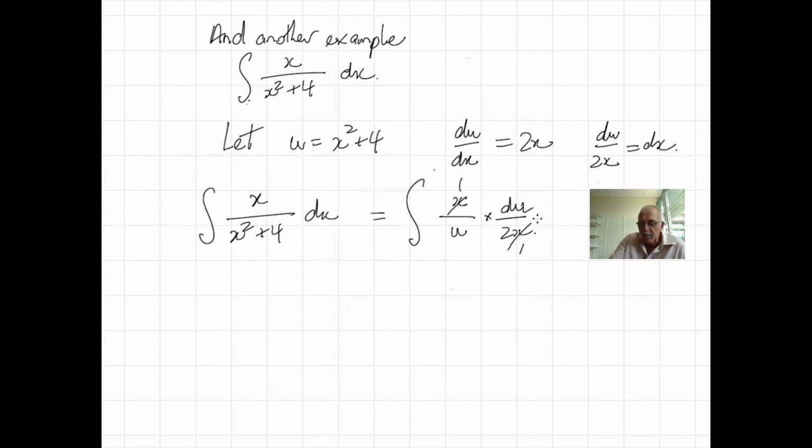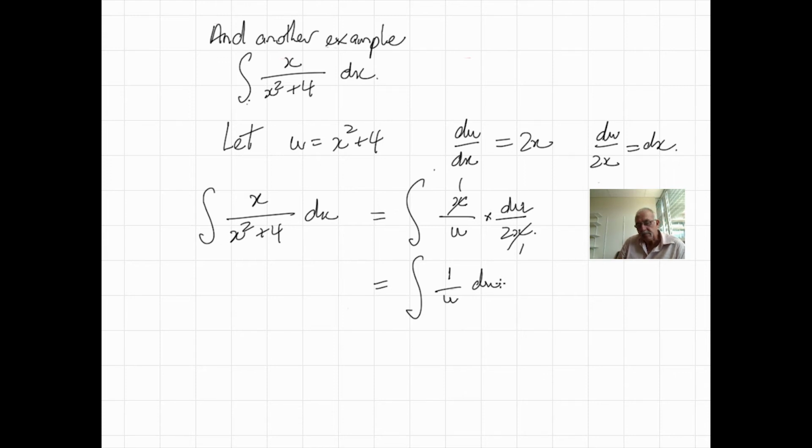So if it doesn't happen that the x's cancel, and you don't get something all with u's in it, then it's not going to work. So you made the wrong substitution, or the substitution won't work at all. Here we've been able to get rid of the x's. So this has become an integration just with u's in it. So we've got the integral of 1 on u du.